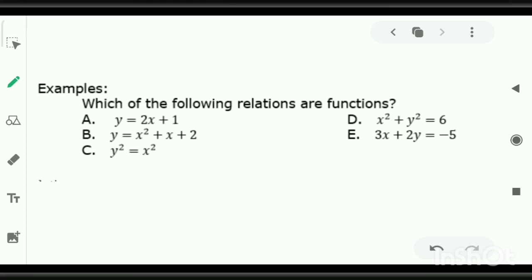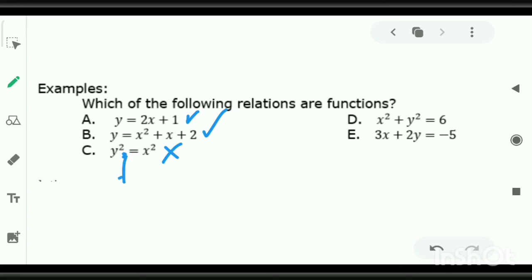Now, for example, we have letter A. The exponent here of y is 1. Okay, again, as a review, if you don't see any number as the exponent, it is understood that the exponent is 1. So since the exponent here is 1, this is a function. The exponent here is 1, this is a function. For letter C, the exponent is 2, which is even. Okay, this is not a function.